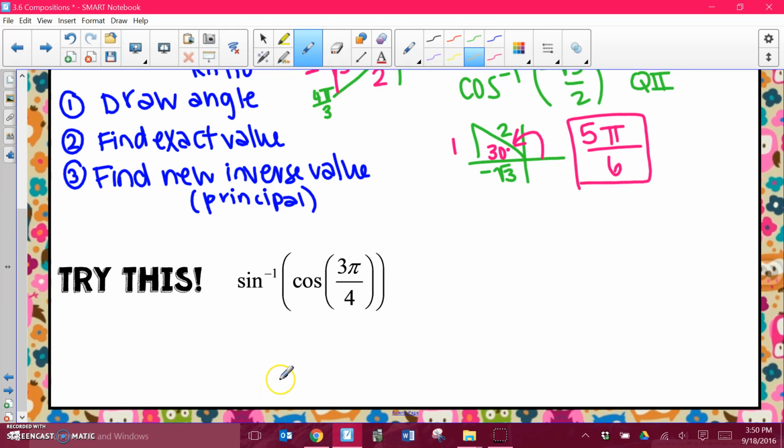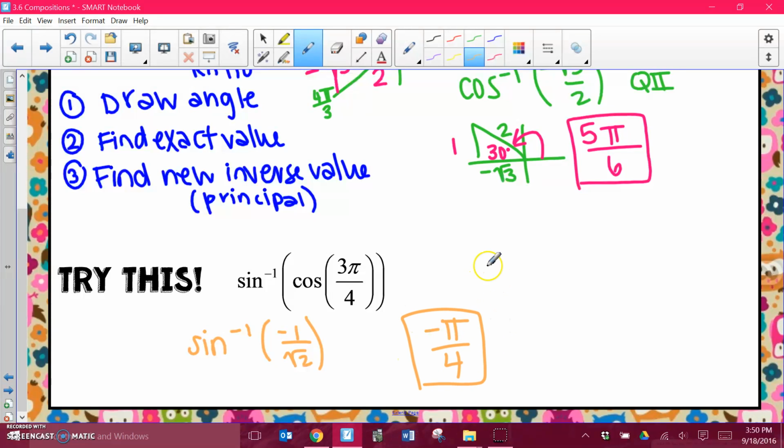Try this. Okay, you should have gotten the inverse sine of negative 1 over root 2, and that principal inverse value would be negative pi over 4.